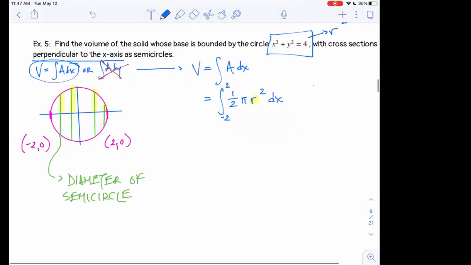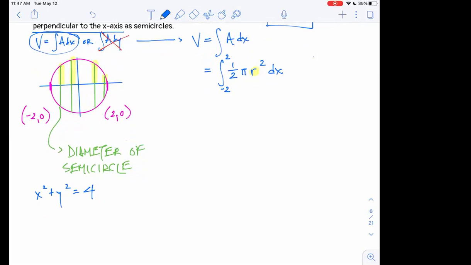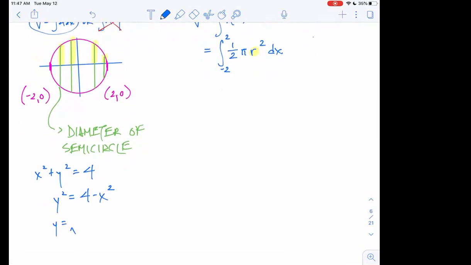So we're going to take our equation, x squared plus y squared equals 4. Now, do I want to isolate x or isolate y in this equation? Isolate y. Yeah, we're going to isolate y. That way our equation will have x's in it, which will match my dx, and it will match my 2 and my negative 2. So let's isolate my y. I'm going to move the x squared by subtracting it to the other side. And now I'm going to take the square root.